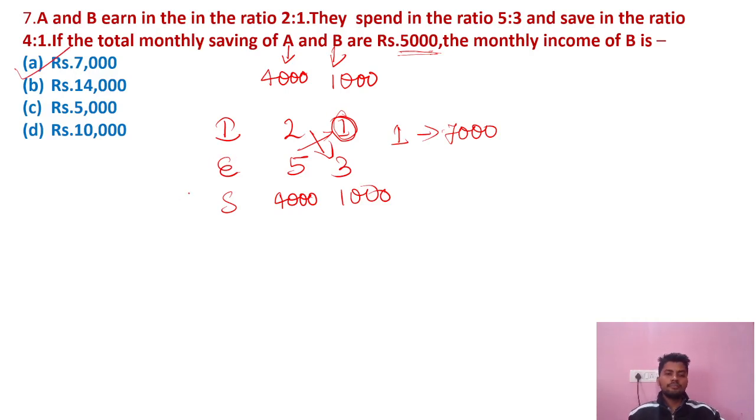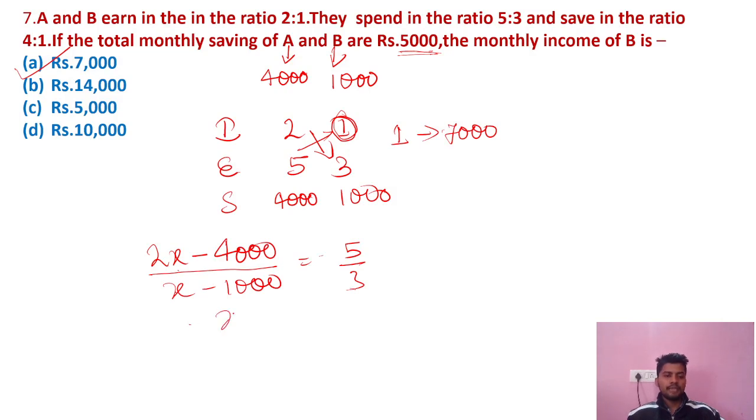Let us solve it by the simple basic method. We know that income, let us take 2x. Take the ratios of income minus saving. Income minus saving is the expenditure, that is 5 is to 3, and multiply. So 3 to the 6x, 5x, x equals 4 3s are 12,000 minus 5,000, which leads to 7,000. So 7,000 is the correct answer. Okay, so these are the two methods. Whichever method you like, you can apply.